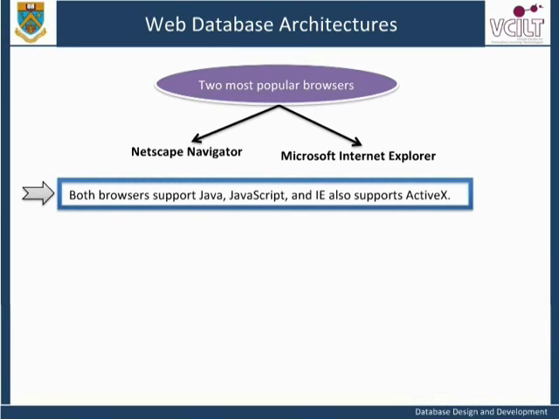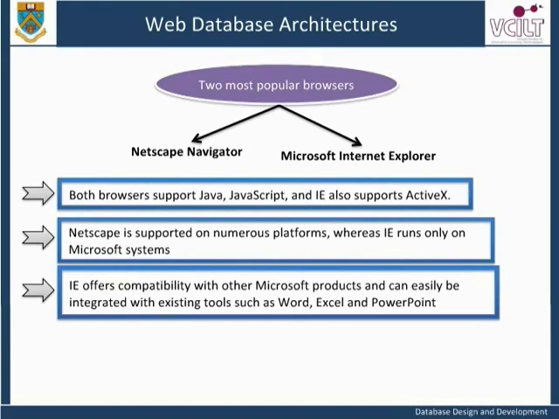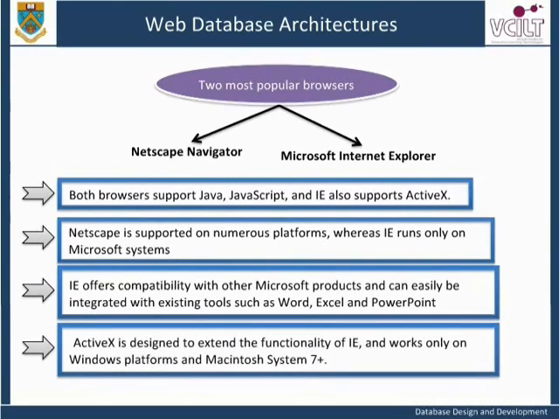Both browsers support Java and JavaScript, and IE also supports ActiveX. Netscape is supported on numerous platforms, whereas IE runs only on Microsoft systems, for example, Windows 98 and NT. IE offers compatibility with other Microsoft products and can easily be integrated with existing tools such as Word, Excel, and PowerPoint. The drawback is that IE is heavily dependent on the Windows platforms and other Microsoft proprietary systems. ActiveX is designed to extend the functionality of IE and works only on Windows platforms and Macintosh System 7+.